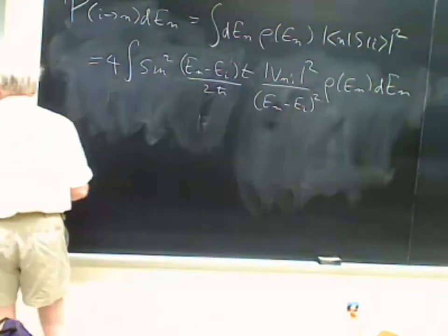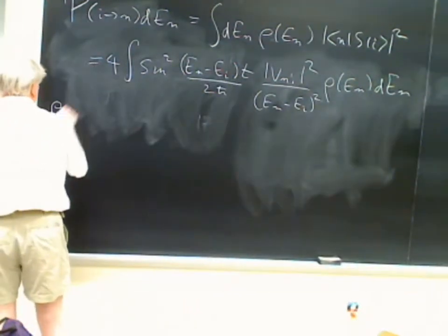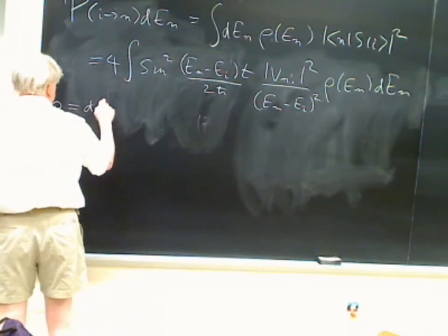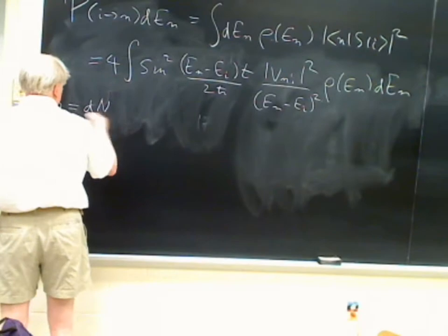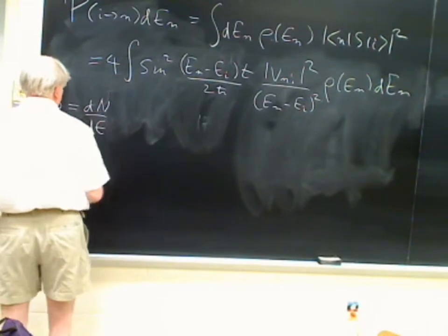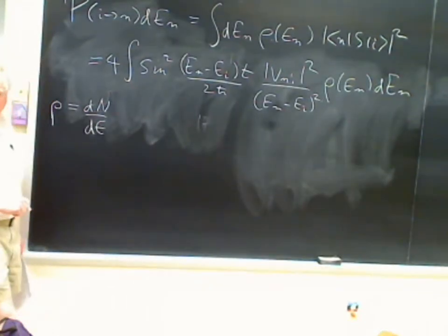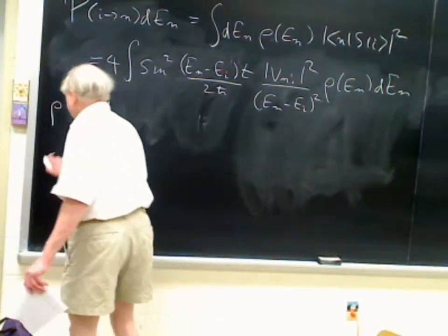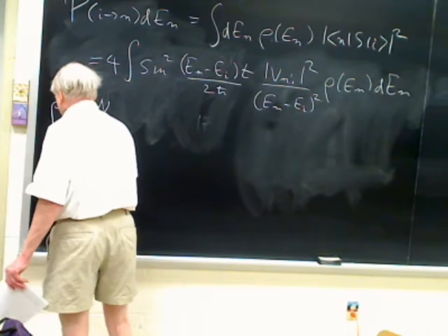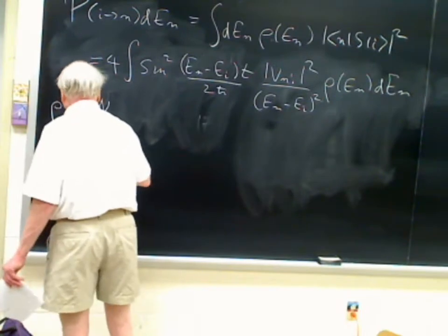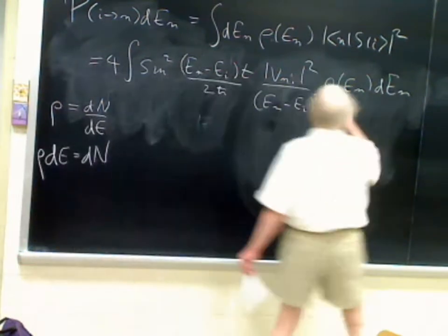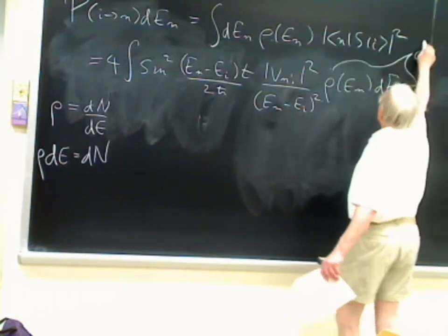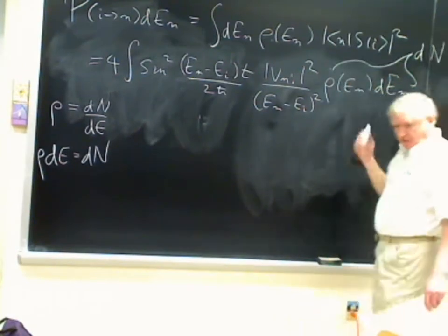So rho is dn/dE. In other words, rho dE is dn. So this is basically dn, the number of final states.